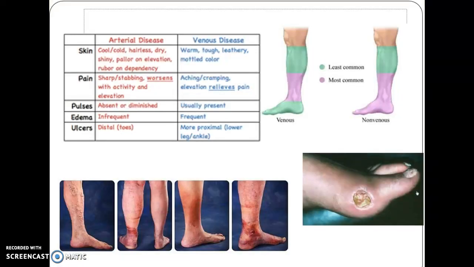And here's some pictures, and I like this little diagram here because it tells you what happens if there's arterial disease and what happens if there's venous disease. Arterial disease is far more serious and has to be treated. Venous disease we treat symptomatically.